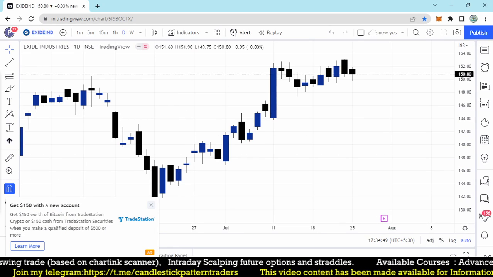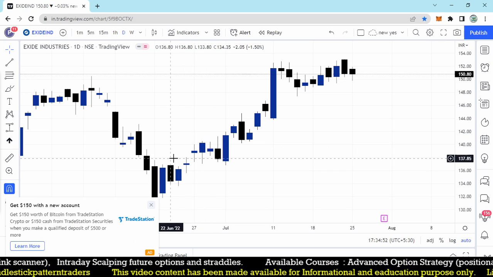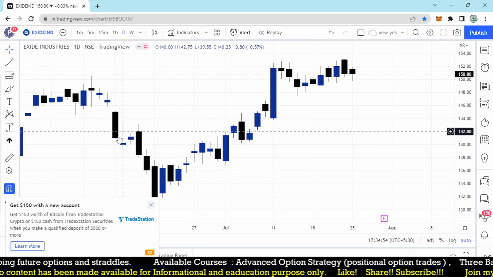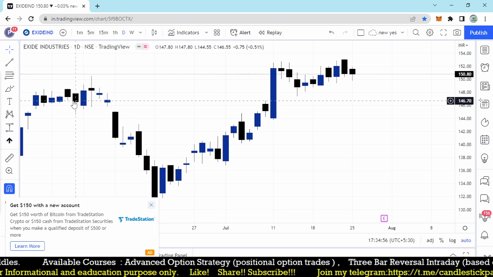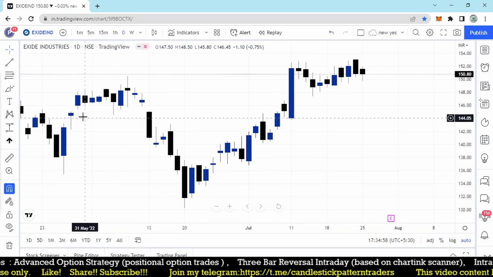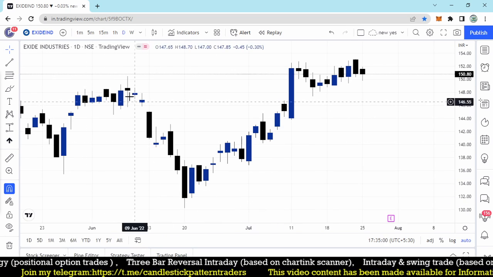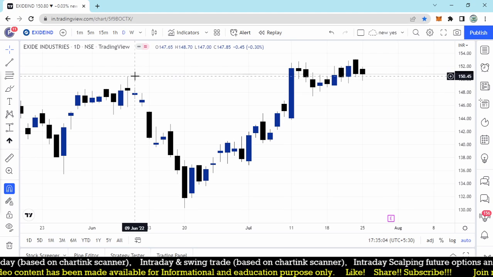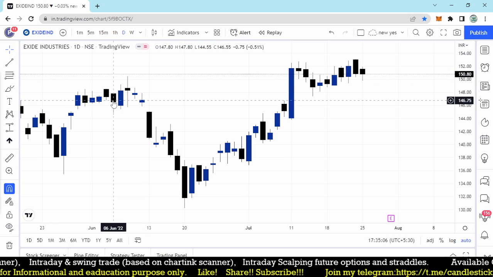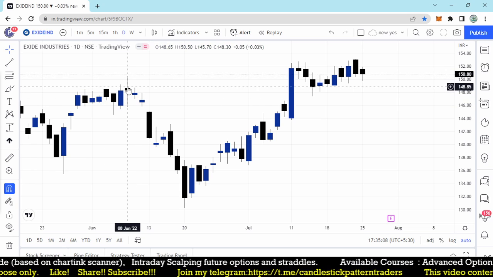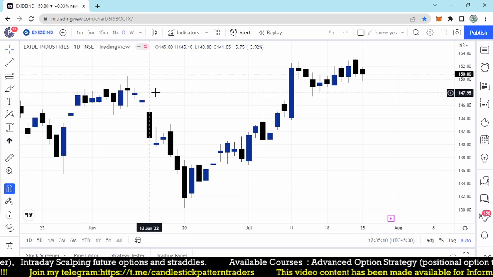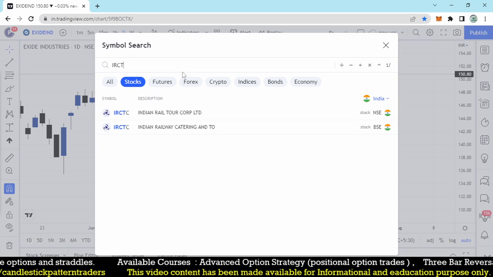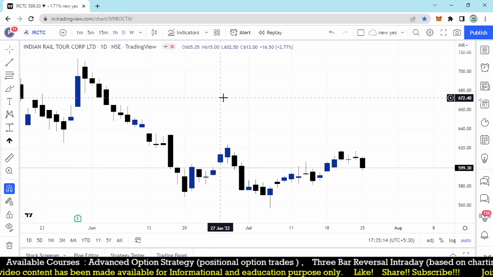Industries, June 6th. Here, this is also a stop loss, but it moves well. From 147 it reaches towards 150, and the stop loss for the trade is almost 3 rupees. It generated 3 rupees by opening itself. IRCTC. And this was the scanner which I am going to create.